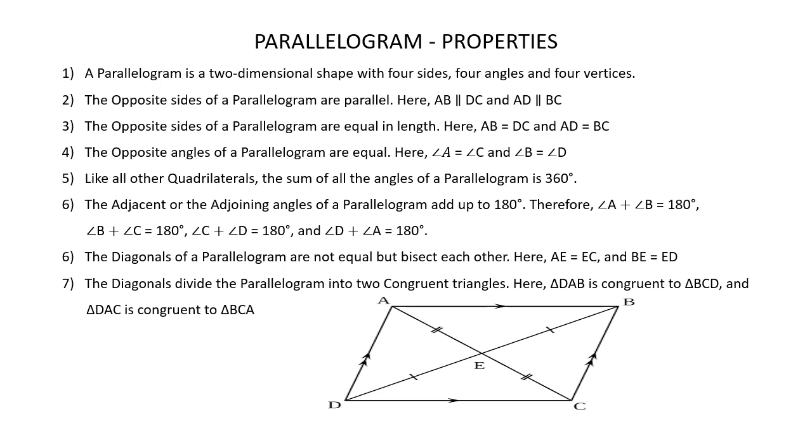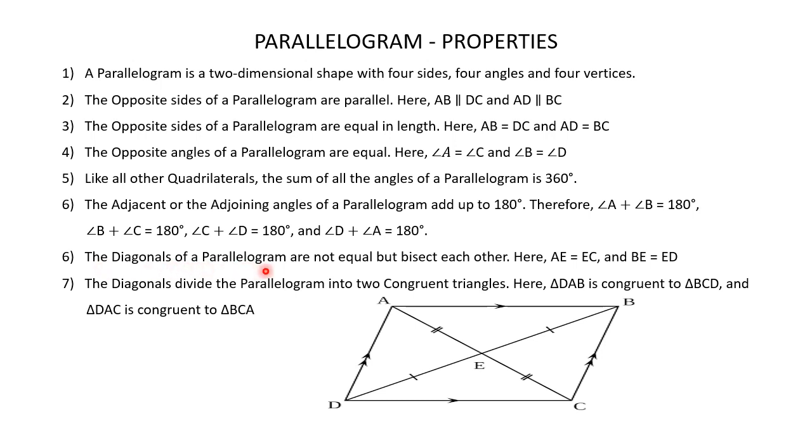Similarly, angle B and angle C are adjacent angles. Angle B plus angle C is equal to 180 degrees. Angle C and angle D are adjacent angles. Angle C plus angle D is equal to 180 degrees. Angle D and angle A are adjacent angles. Angle D plus angle A is equal to 180 degrees.